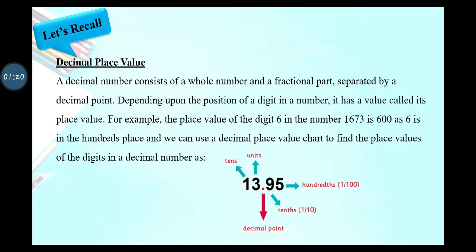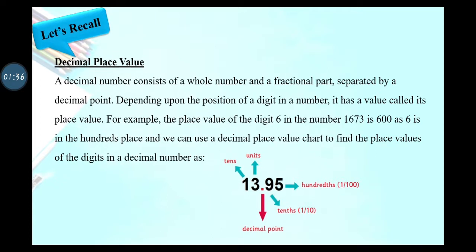And the place value of the whole part is as 3 is at the place of units and 1 is at the place of tens. And for the decimal part, 9 is at the place of tenths and 5 is at the place of hundredths. Now let us study about the decimal tenths.